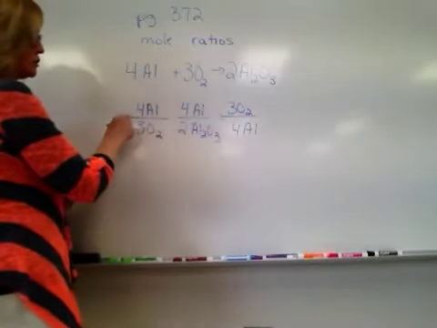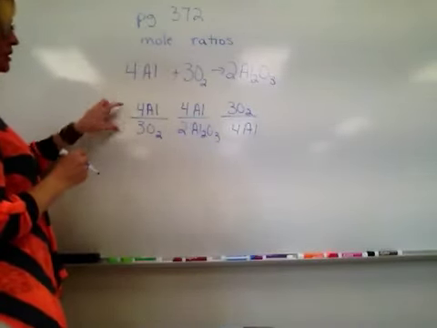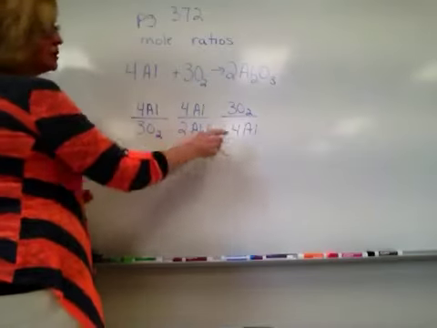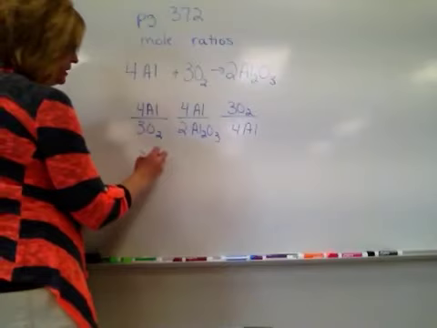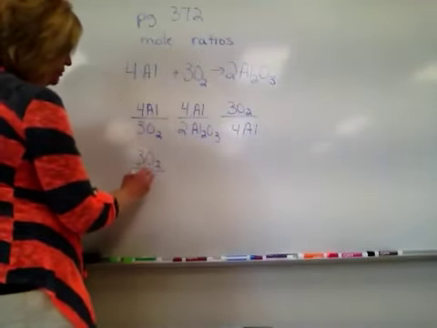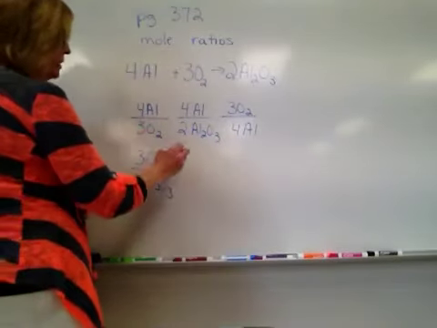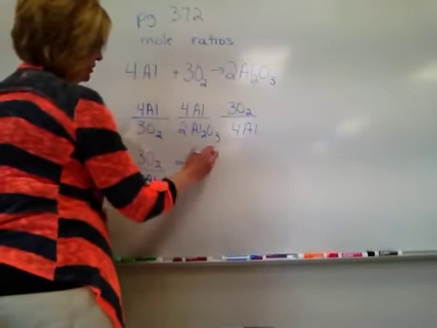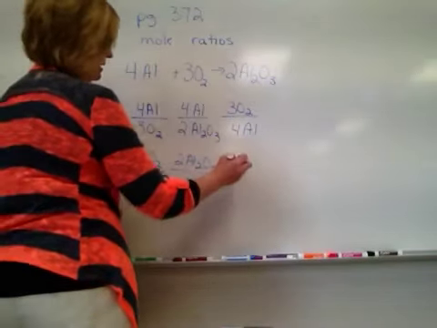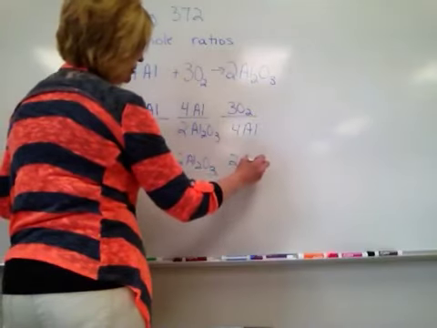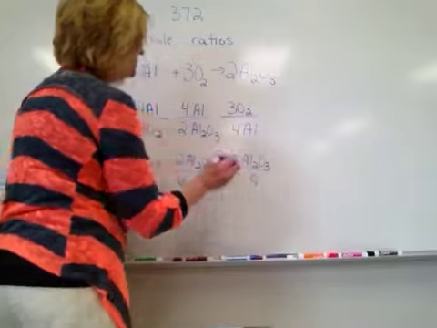Notice these two have the same combination, it's just an inverse, they're flipped, so these make 2 separate mole ratios. I could also have 3O2 is the same as 2 Al2O3. And then I can take my 2Al2O3 is the same as 4Al.